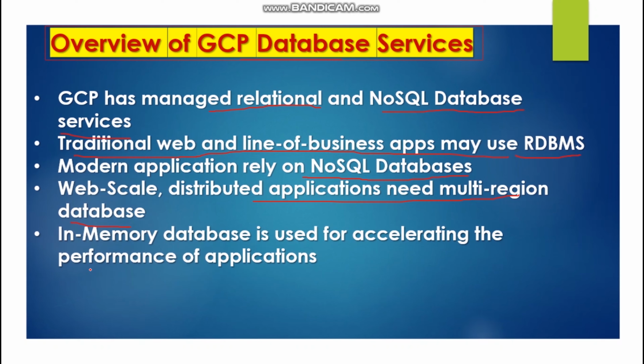Okay, and finally, an in-memory database is used for accelerating the performance of applications. So this in-memory database comes into the picture just for increasing performance by using the cache mechanism and other mechanisms. You can very well accelerate the performance of your applications. All right. So now let's try to understand Google Cloud SQL.